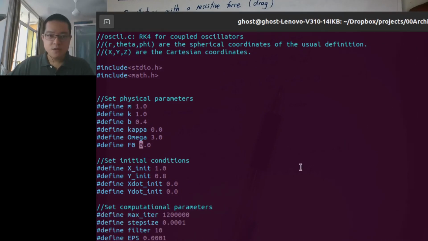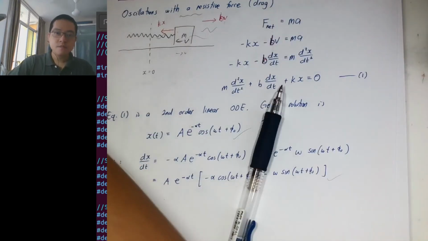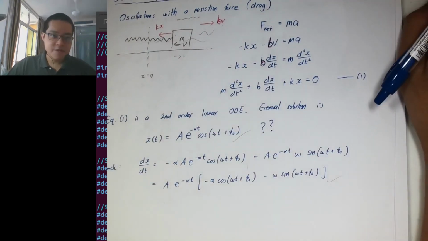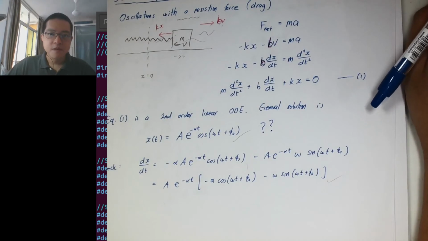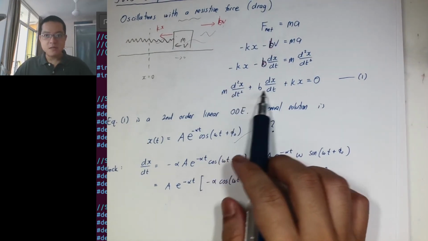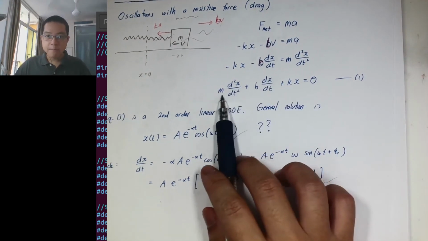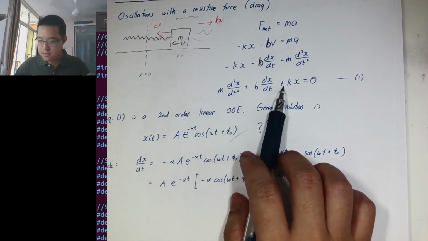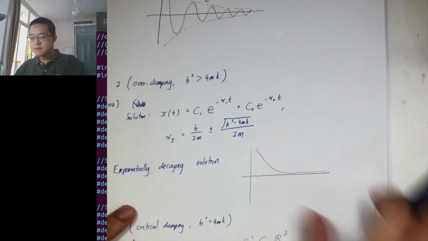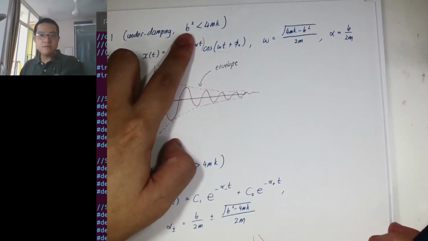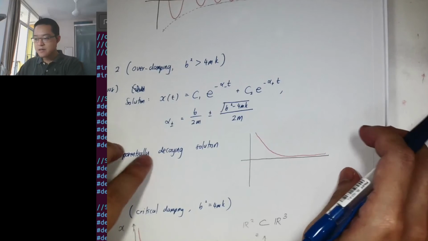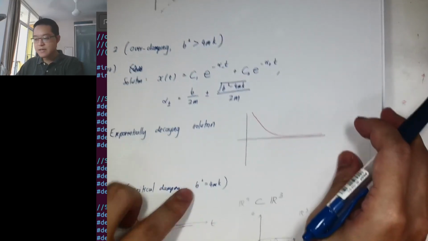Okay, so remember my differential equation is this. It depends on m, b, and x. In particular, my three cases are: case 1, under damping, is b squared smaller than 4mk; over damping is greater than this; and then this one.